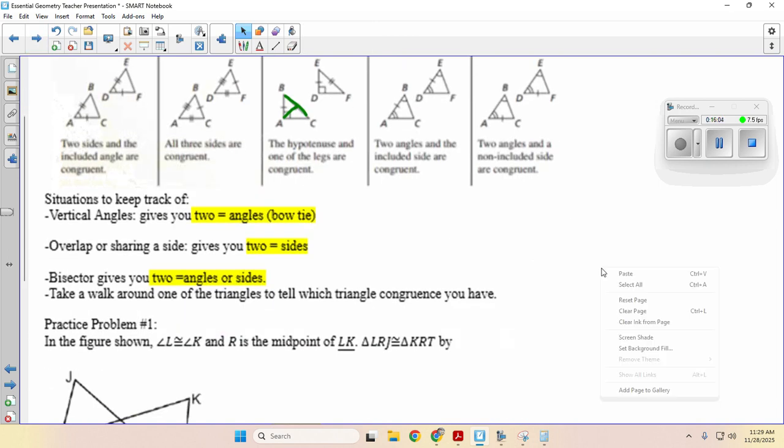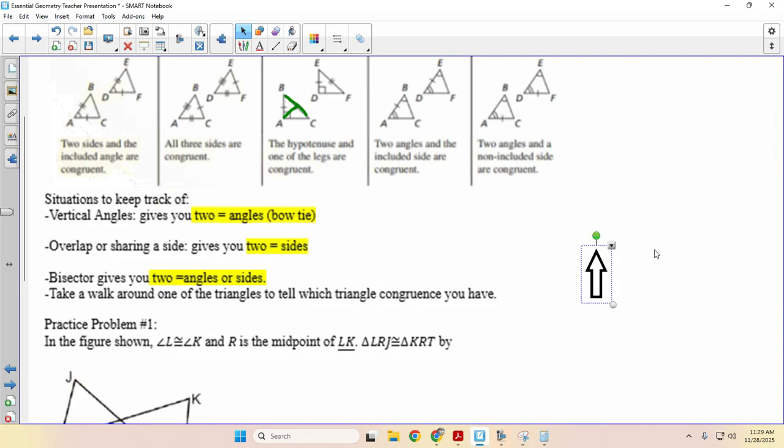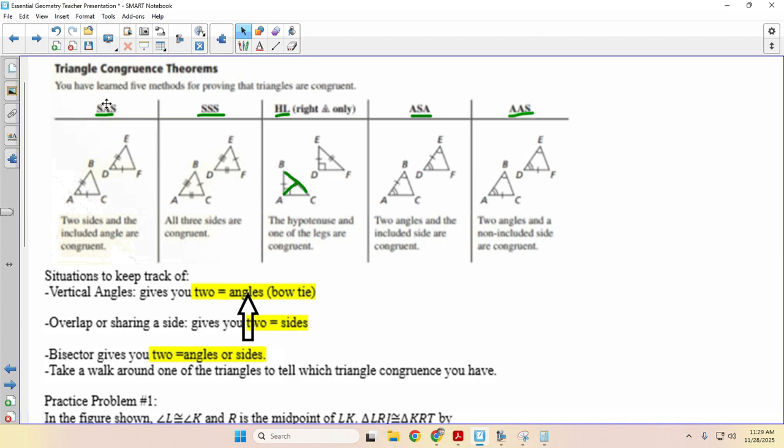Situations that we need to keep track of are vertical angles. Vertical angles are when two lines cross. It gives you two equal angles. A lot of times it'll look like a bow tie. Overlap or sharing a side gives you two equal sides. So this would be the angle in the side angle side, or angle side angle would be one of the angles in these scenarios. An overlapping or sharing side will give us two equal sides, which means in here it'll give you one of the sides.